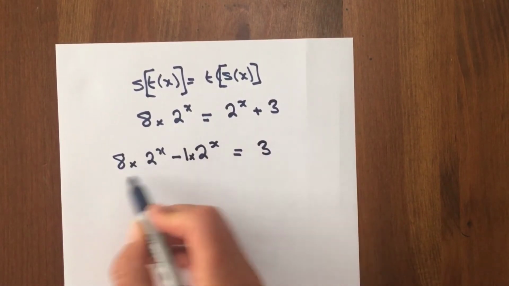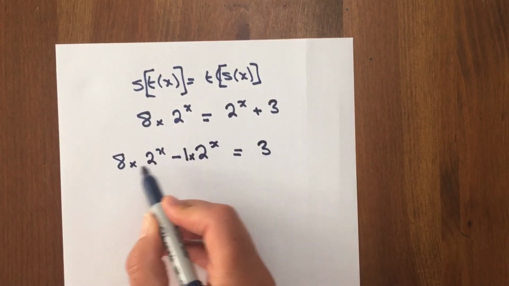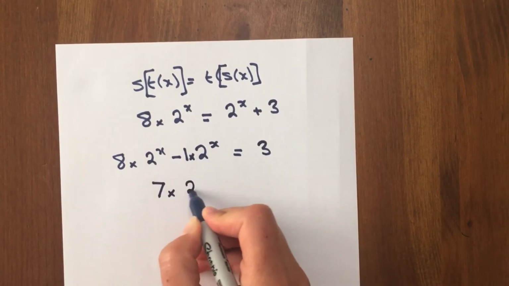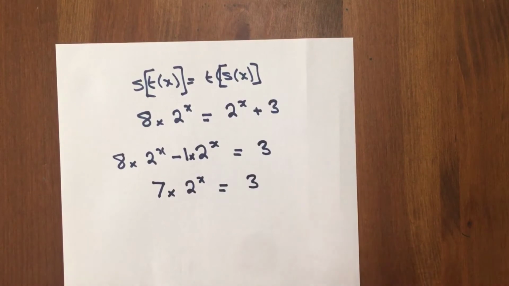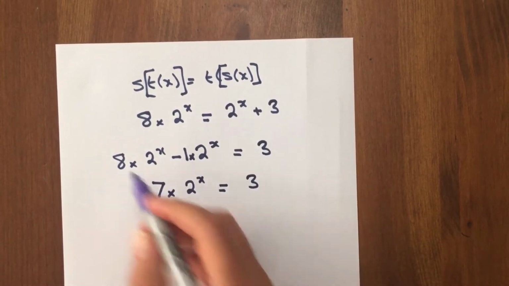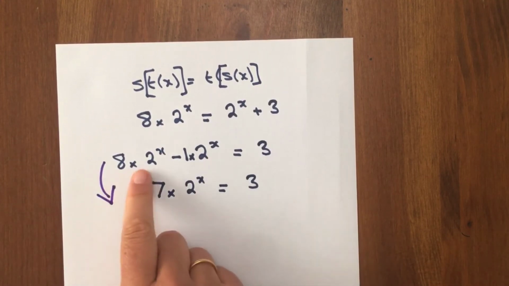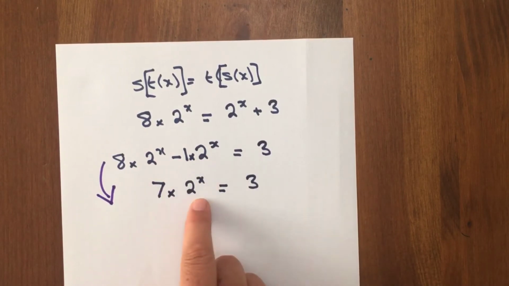Right, so I've got like functions here, like terms. So 8 lots minus 1 lot will give me 7 lots of 2 to the x equals 3. It's that step going from here to here that I think may have caused some confusion. Okay, so I've got 8 lots of something minus 1 lot of something is 7 lots of the something. And in this case, the something is 2 to the x.